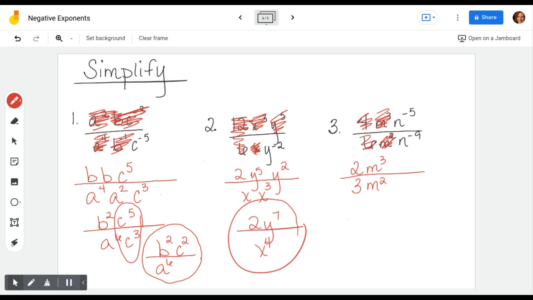N to the negative 5, I'm going to move to the bottom and make it n to the positive 5. And n to the negative 9, I'm going to move to the top and make it n to the positive 9. Okay, so to simplify, the 2/3 is going to stay 2/3. On the m's, I have 1 extra on top, so that's just an m. And on the n's, I have 4 extra on top, so n to the fourth on top. That's as good as that one gets.